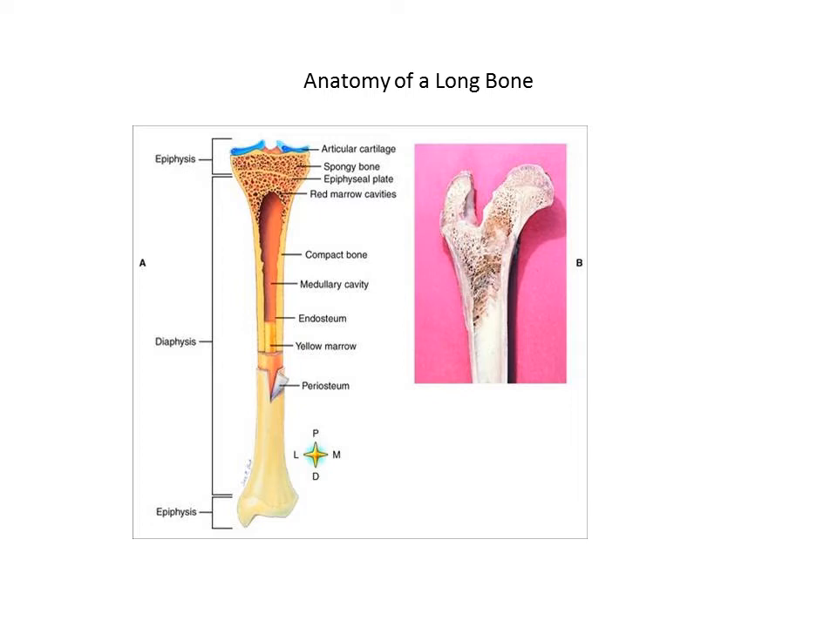There are two major structures on here. I can guarantee you this will show up. The epiphysis is at the end of a long bone, and the rest of the bone is essentially the diaphysis. The reason that that's important, epiphysis is what's actually going to be forming the joint.